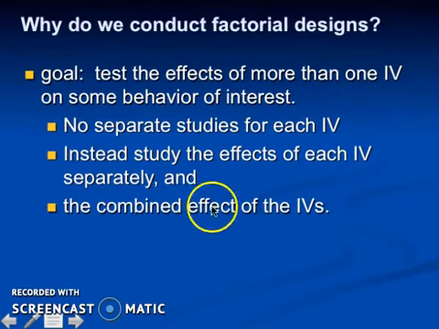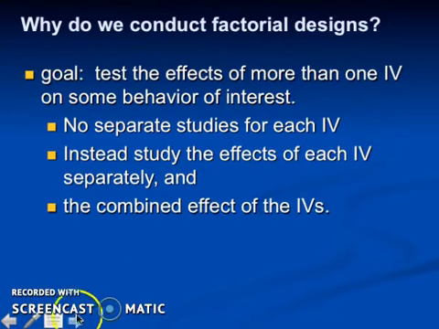The main effects are when you're looking at the individual effects of each independent variable. So maybe I'm only looking at attractiveness by itself, or I'm only looking at sense of humor by itself. And then the interaction is when I'm looking at how attractiveness and sense of humor work together to influence the likelihood of being asked out on a date.